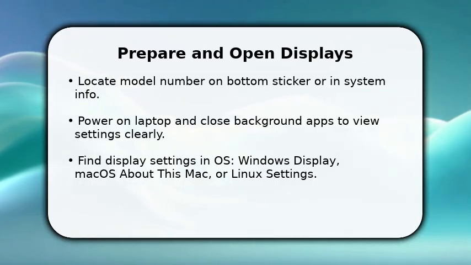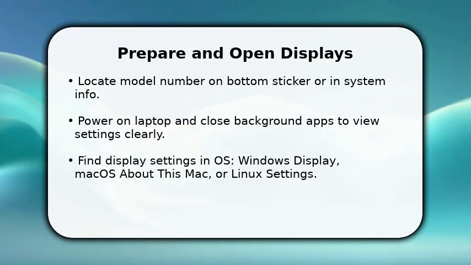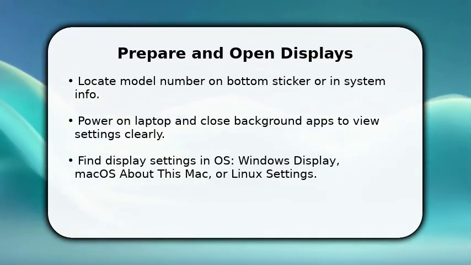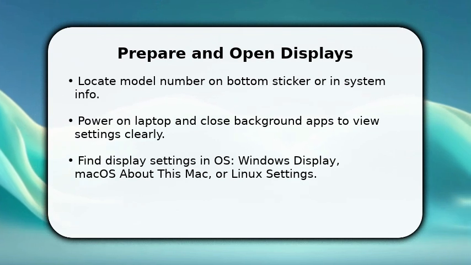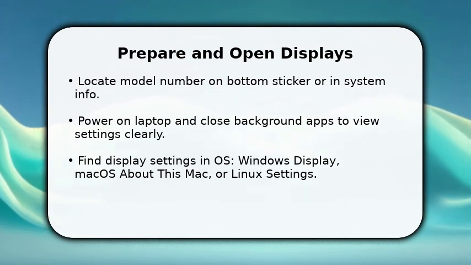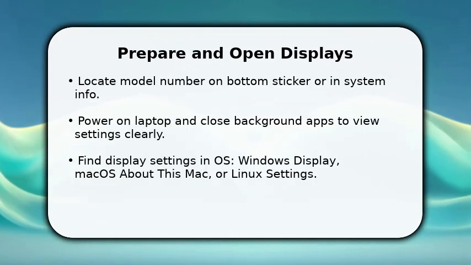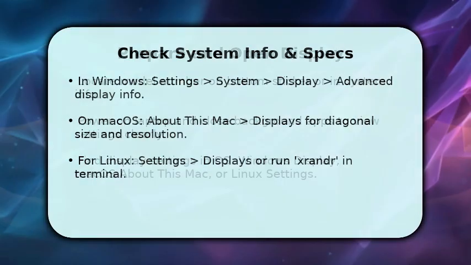Once done, make sure the laptop is on a firm surface and apps are closed so measurements or settings aren't altered. This step saves time because many models list diagonal size and native resolution directly in system menus, which is quicker than manual measuring. You now dive into system-level details to confirm the exact screen size and pixel dimensions.